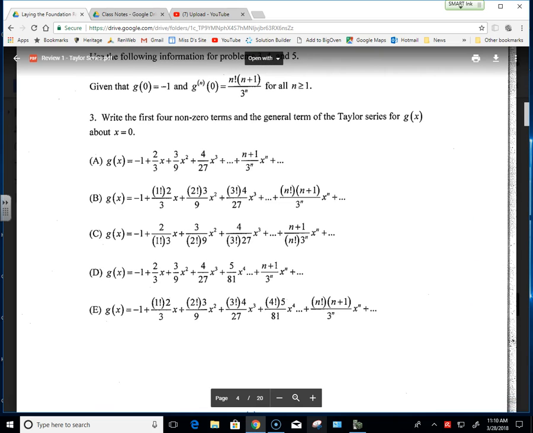They tell us g of 0 is -1. They tell us a general formula for the nth derivative of g at 0. Is this the one that we did? Did we do this? Or no, we might have done a different problem on it. No, we did this one. I don't remember. Okay, so remind me real quick, what did we do?